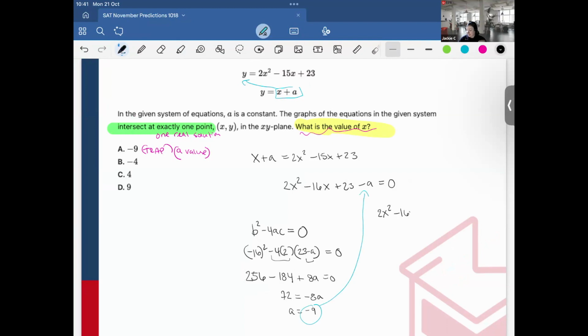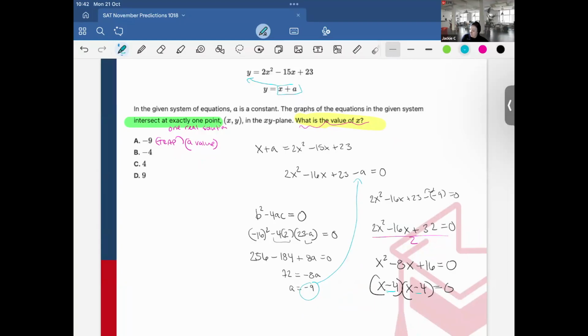Then I would go here and plug in the a value. So I would have 2x squared minus 16x plus 23 minus negative 9. Careful, this becomes positive, which would leave me with 2x squared minus 16x plus 32 equals 0. Since everything is even, I'm going to make my life easier and divide everything by 2: x squared minus 8x plus 16 is equal to 0. The final step would be to factor, or you could put it in Desmos and use the quadratic equation. For me, it's easier to factor: negative 4 times negative 4 is positive 16, and negative 4 plus negative 4 gives me the b value, negative 8. I get that x is equal to 4. Solution.